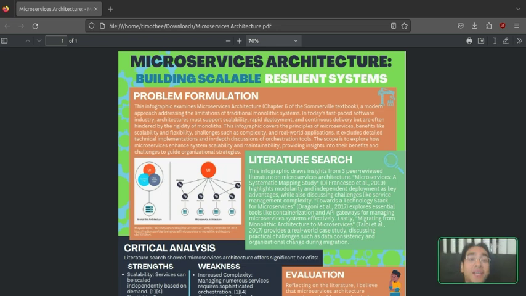Hello, TA! So today I will be presenting my infographic about microservice architectures: building scalable and resilient systems. So, what is the problem?